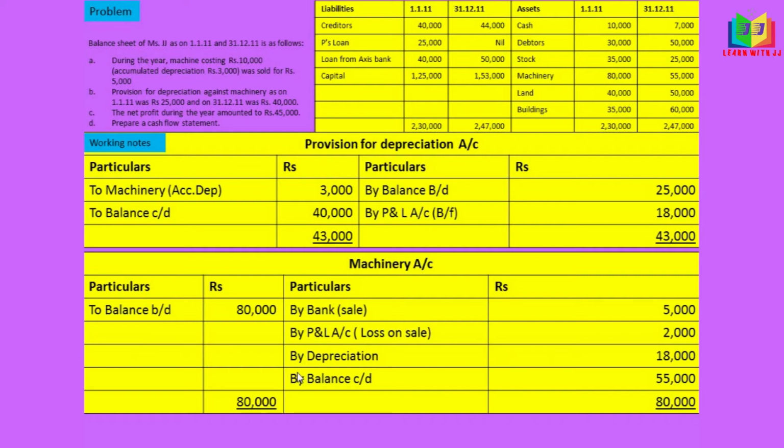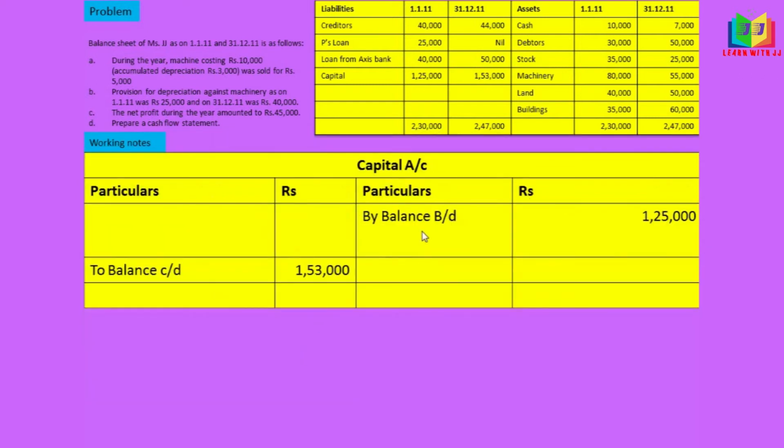Okay, let's do the problem and we'll prepare the capital account now, okay. Capital account, see, capital opening balance is 1,25,000 and closing balance is 1,53,000. Since it is a liability, on the credit side we'll write, okay. And we have to write the net profit on the debit side as I said, okay. Net profit is 45,000. That should be written on the debit side, 45,000. It is 1,70,000 and 1,70,000 here, okay. If we tally this, we'll get drawings of 17,000, okay. And this drawing is to be written in the financing activities, okay. For that only we have to prepare this capital account in order to find this drawing amount.